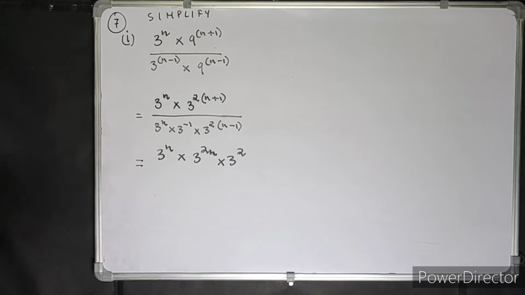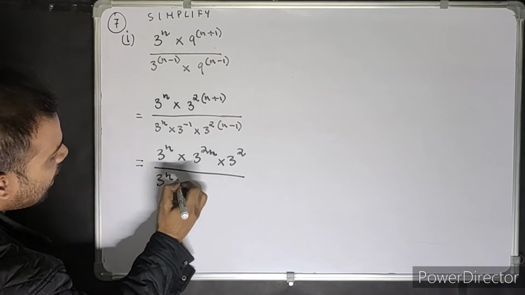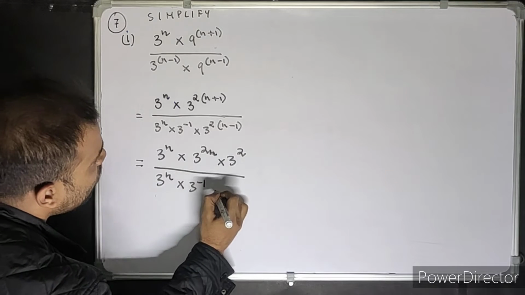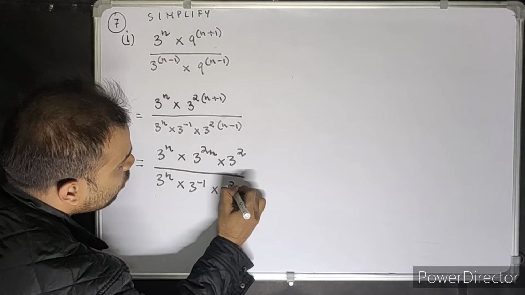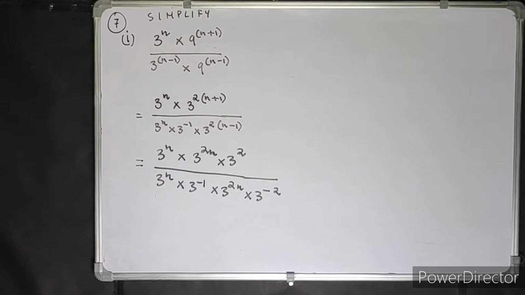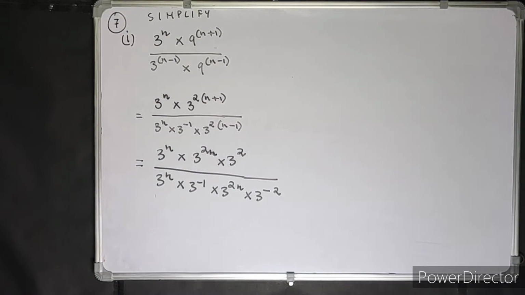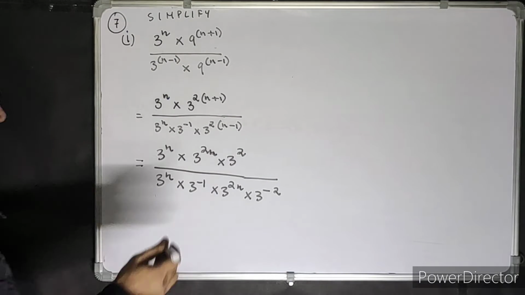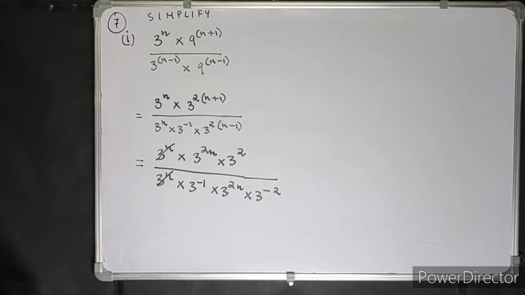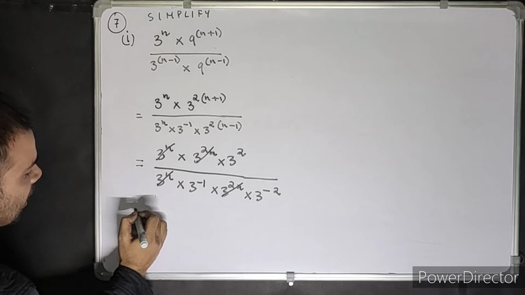So now down here what do we do next step? Simple. Next step is 3 to the power n into 3 to the power minus 1 into 3 to the power 2n into 3 to the power minus 2. Add them up. 2n minus 2. Now the same terms just go ahead and cancel. This and this is gone. And this is gone. So now we are left with what?